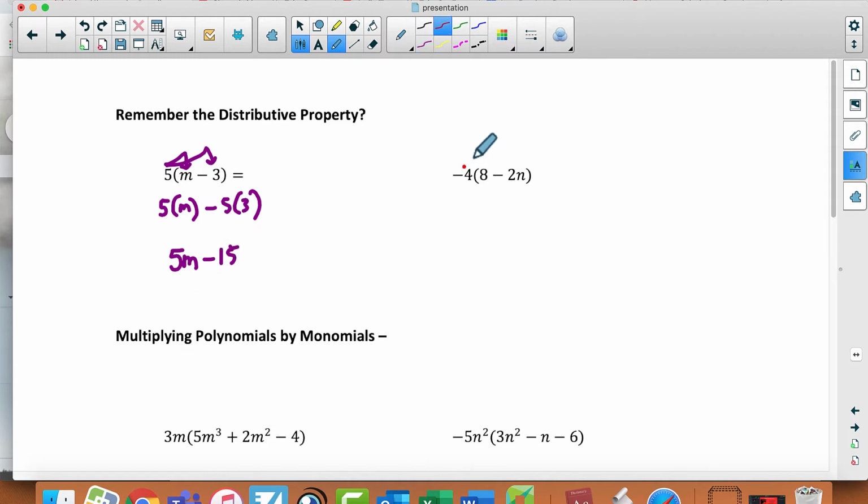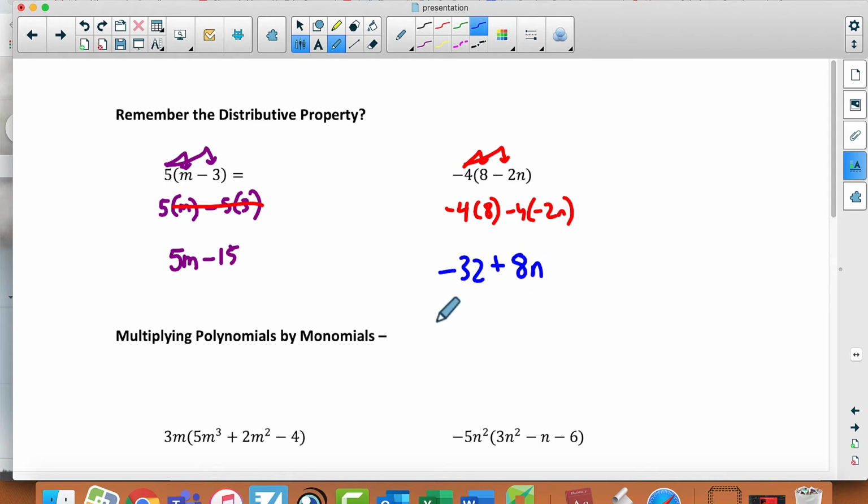Alright, next one. Negative 4 times 8 and negative 4 times negative 2n. Make sure you always look at the signs in front. So again, I'm going to skip this step right here. I think most people do skip it. If you do want to write it, you'd go negative 4 times 8 and then negative 4 times negative 2n. But I find some people get confused by that. Actually, I get kind of confused by that. I like just multiplying it right in one step. So negative 4 times 8 is negative 32. And then negative 4 times negative 2n, well, it's a negative times a negative, which makes a positive. And 4 times 2n is 8n.